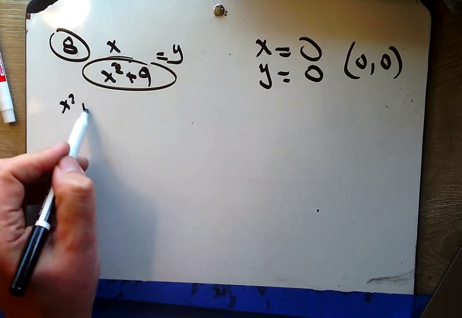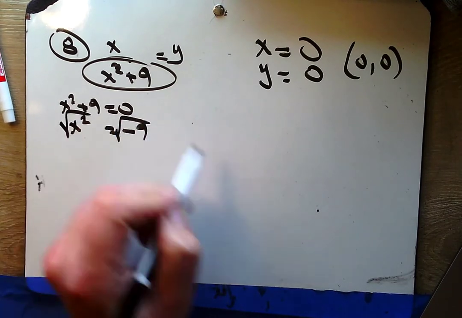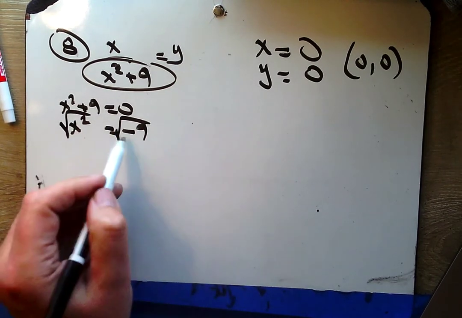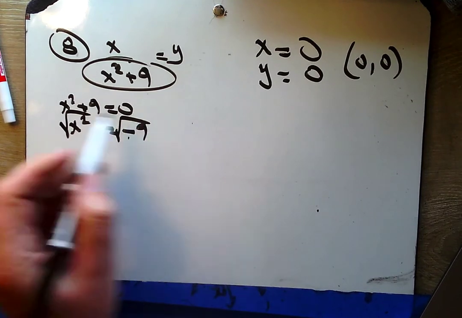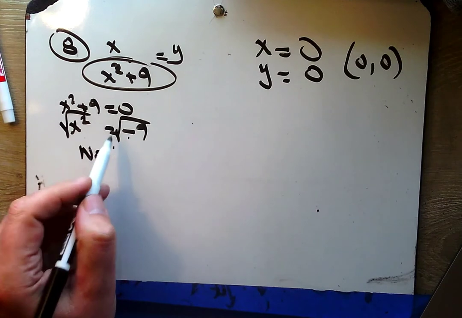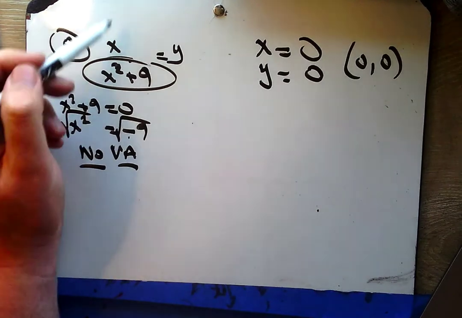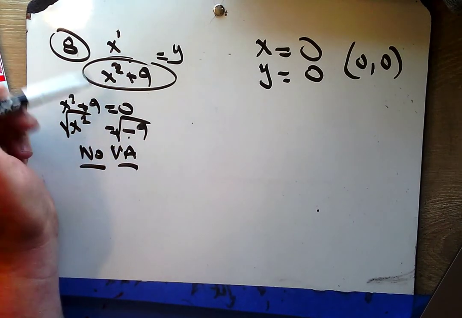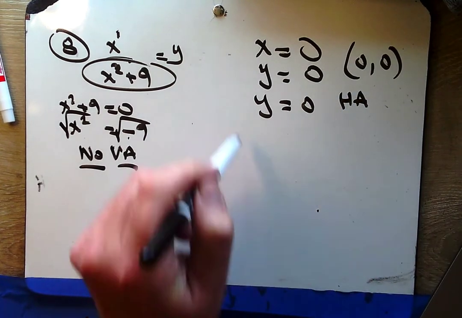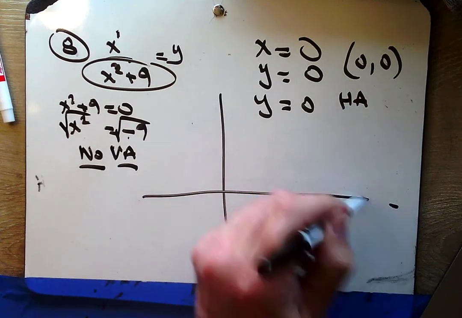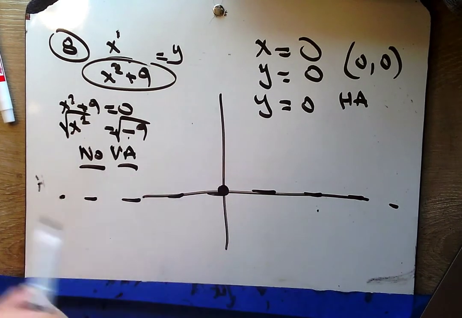You know, if you do x squared plus 9 equals 0, and then x squared equals negative 9, and you take the square root, if you're awake, you say, oh, that's not a real solution, so I don't have any real vertical asymptotes from my graph. And the horizontal asymptote, because this is first degree and this is second degree, we know that y equals 0 is our horizontal asymptote. So there's our horizontal asymptote. There's our point, and that's all I've got.